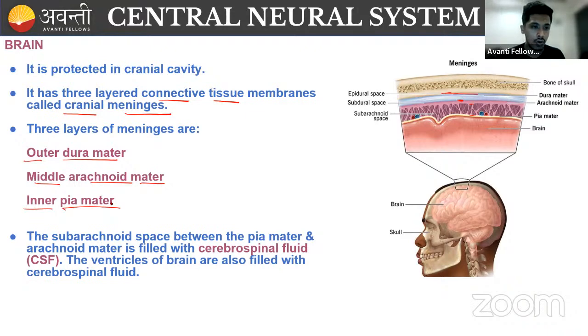Fine. There is a space called the subarachnoid space. This space is between the pia mater and the arachnoid mater. You can see here. Here is the pia mater, here is the arachnoid mater, and here is the space. This space is called the subarachnoid space. It is filled by a specialized fluid called cerebrospinal fluid. It has a lot of role to play. It's also called CSF.